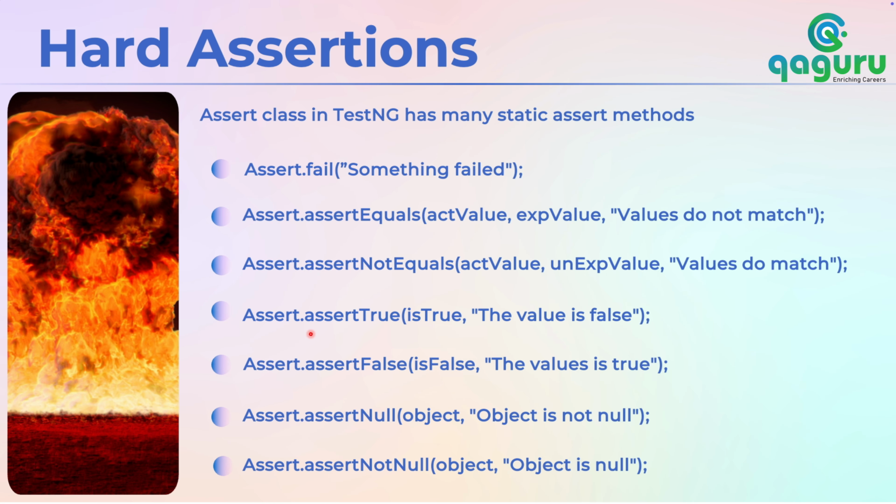Now let's learn how to assert that a particular value is true. We can use the assert.assertTrue method, and then you mention the value here. And if this value is not true, then it will throw an exception with whatever message that you specify here. Likewise, you can use the assert false method to assert that a particular value is false. And if it is not correct, then it will throw an exception with whatever message that you specify here. Now let's apply both these methods in our code.